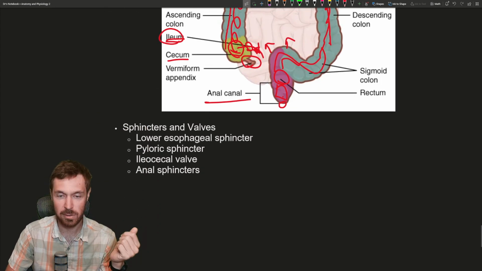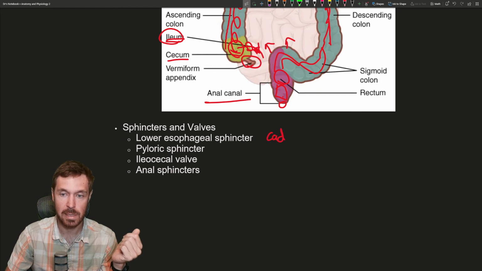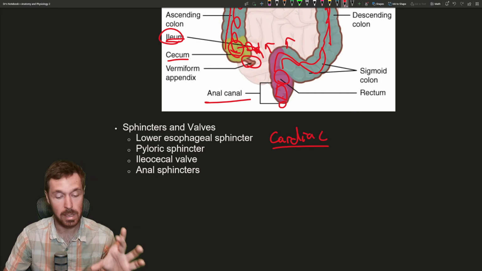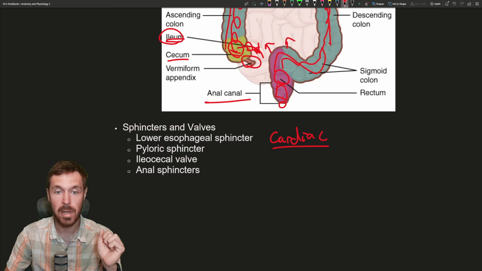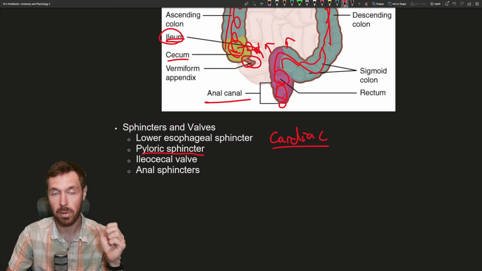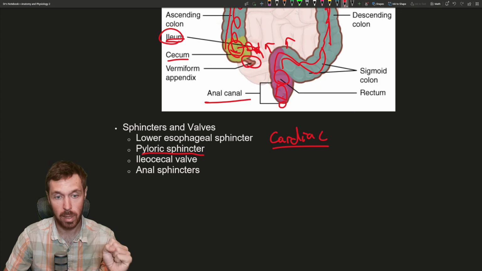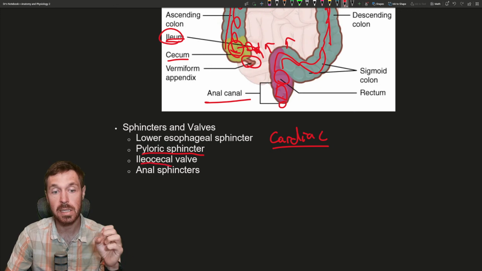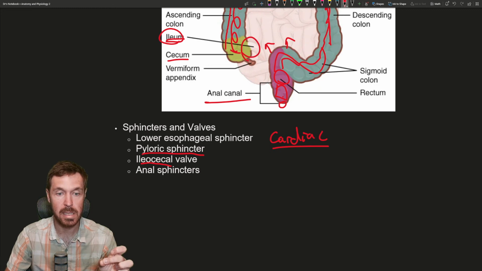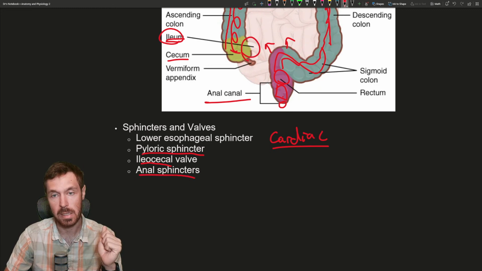And we talked about the sphincters and valves throughout. So the lower esophageal sphincter, also known as the cardiac sphincter. So that was the cardiac sphincter between the esophagus and the stomach. Pyloric sphincter is at the pyloric end of the stomach between the stomach and the duodenum of the small intestine. We just mentioned the ileocecal valve. That's right up here between the ileum and the cecum. And then we just talked about the anal sphincter.